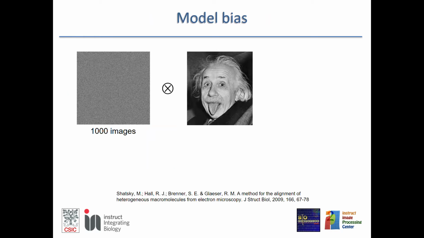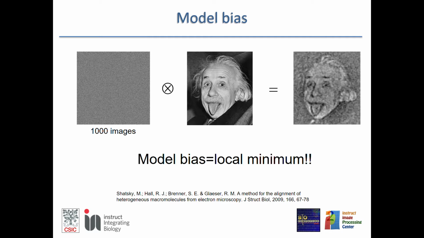And we are all familiar with this effect of Einstein from noise. This example was very nicely illustrated in this paper. And what they showed is that if you take 1000 noise images and you align them to a reference, then when you average using those alignment parameters, what you recover is the reference, despite the fact that the reference was never present in the original images.